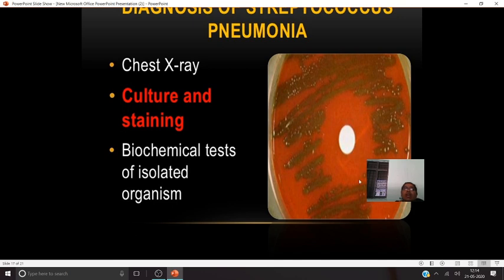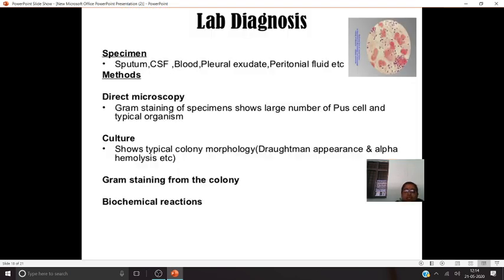Then diagnosis. How do we make the diagnosis of pneumococcal pneumonia? By chest X-ray, by culture and staining using blood agar, biochemical reactions, and antigenic structure. Or we can do colony identification, then biochemical tests, culture and staining, and chest X-ray. Sputum is also collected and sent. What is the lab diagnosis? How are the specimens collected?